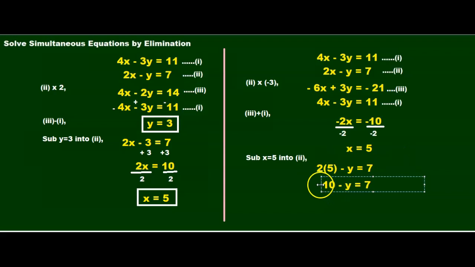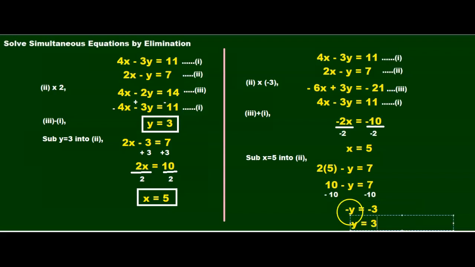Simplified out 2 times 5. Now we're going to minus 10 on both sides. And that leaves me with negative y equals negative 3. And as we did before, we can change the signs across, which leaves me y equals 3. And as you can see, we have x equals 5 and y equals 3, just as the same as the earlier method we did.